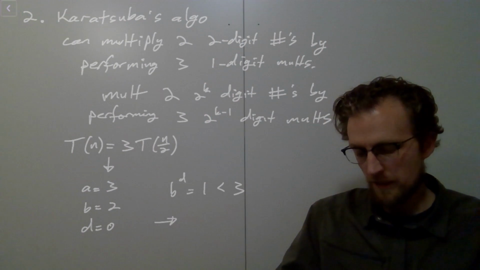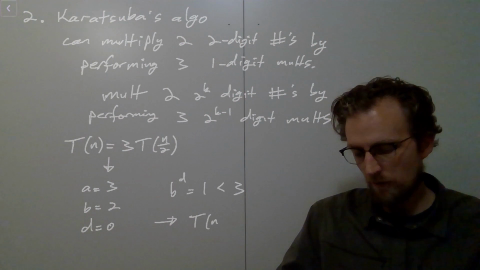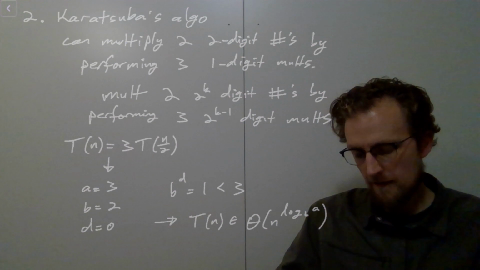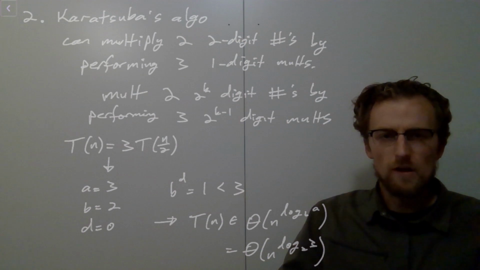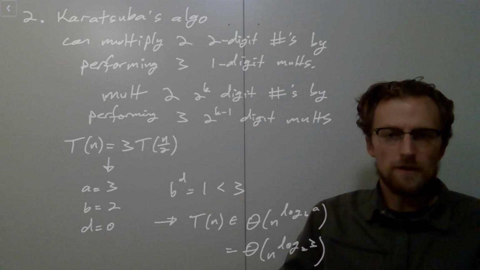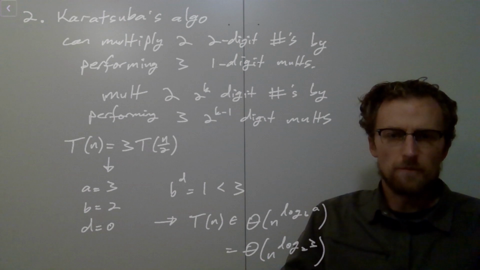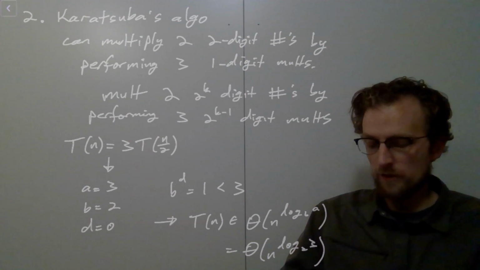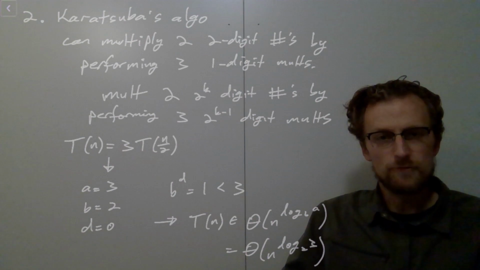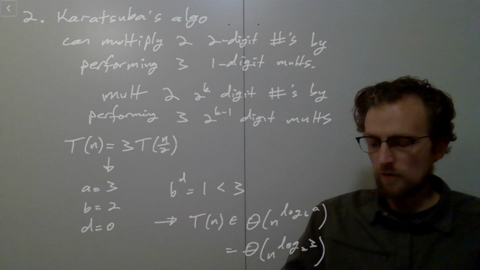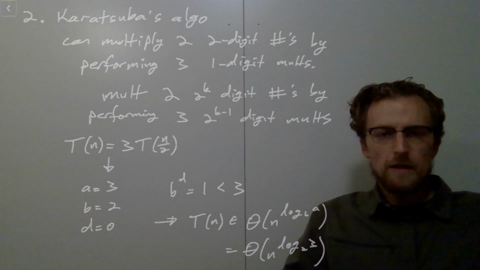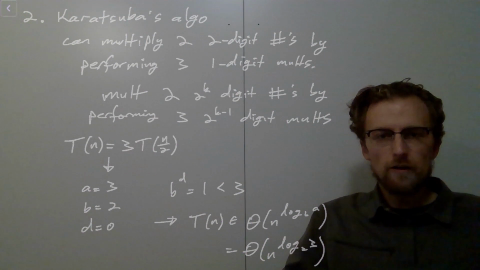And so this tells us that the time complexity of this algorithm is big theta of n^(log base b of a), which is big theta of n^(log base 2 of 3), which is better than the n squared time complexity we would get if we were using the regular elementary school algorithm. So this has been our quick overview of divide and conquer.